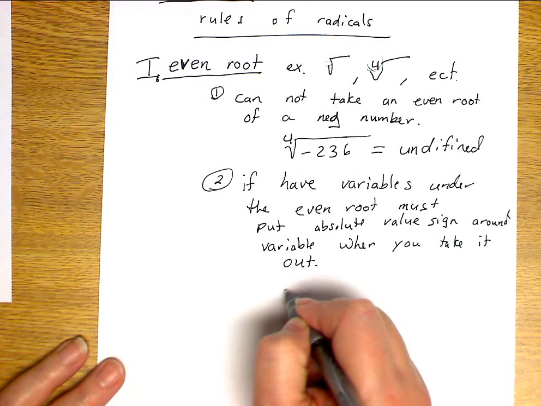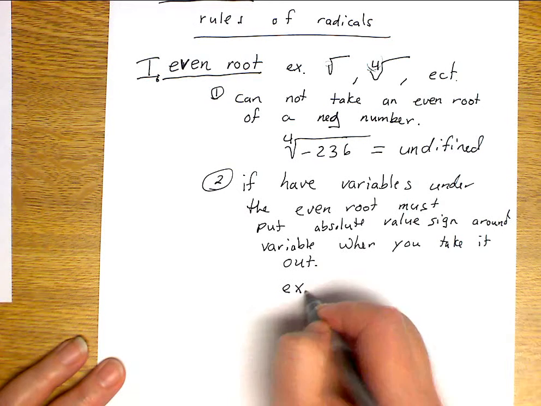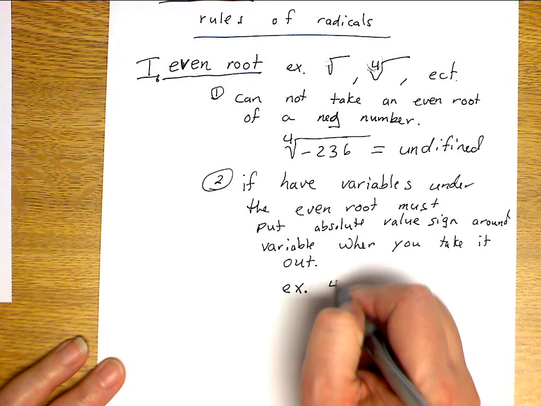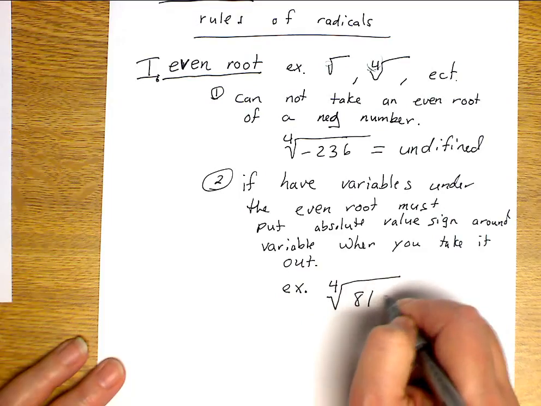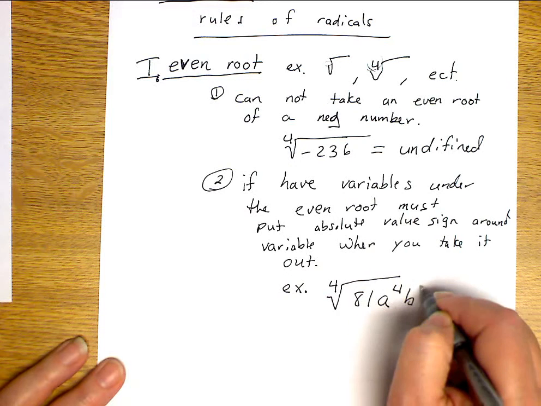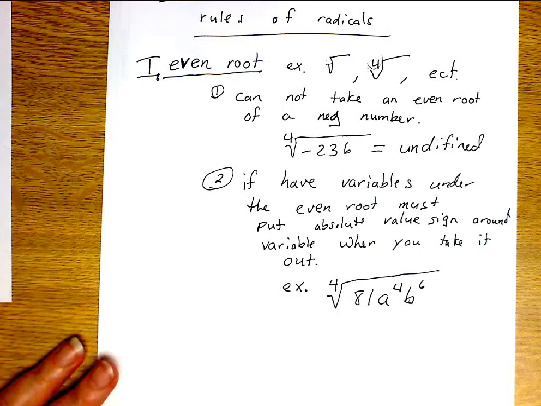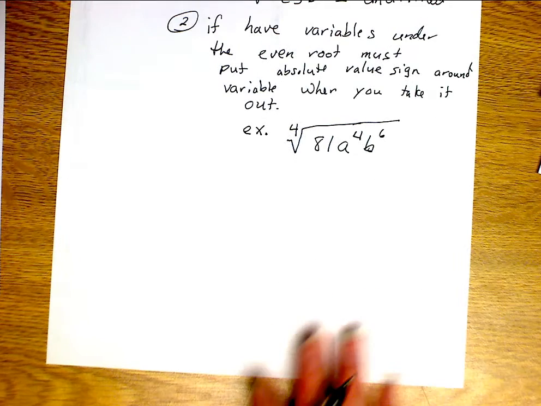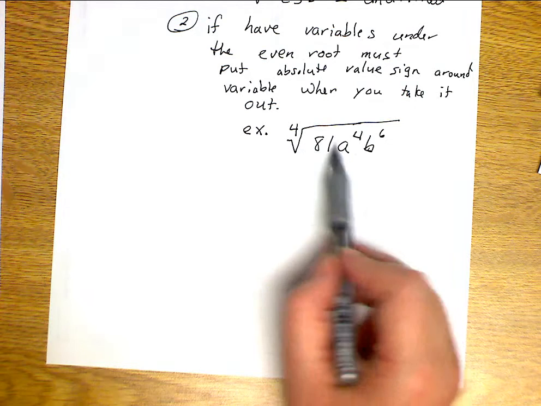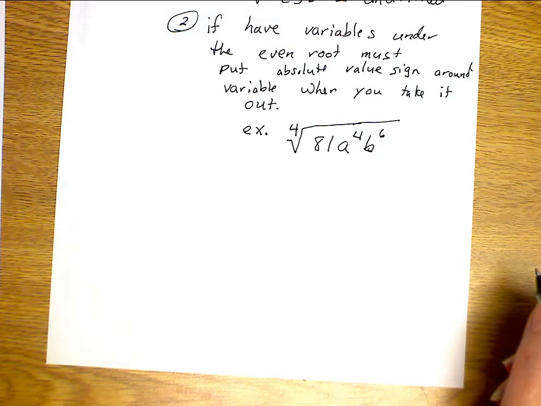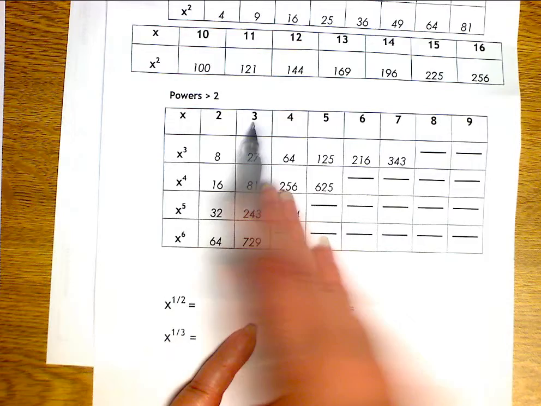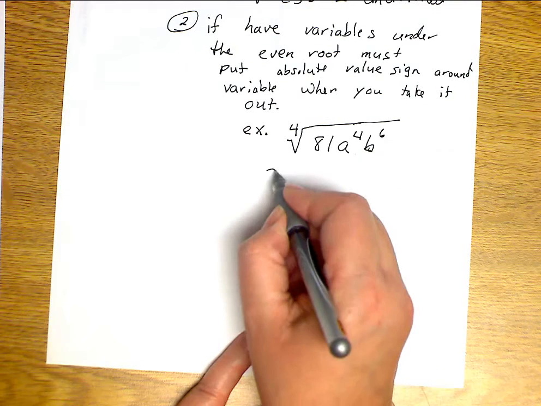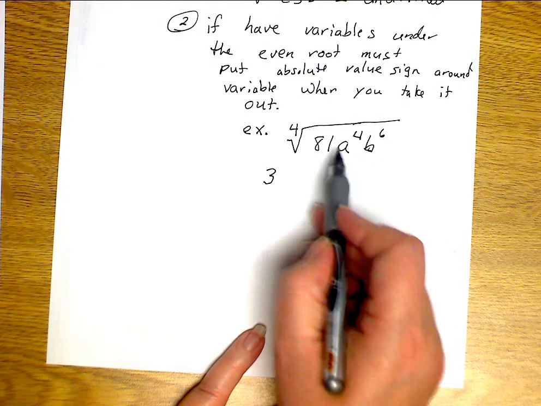My example is going to be the fourth root of 81a to the fourth, b to the sixth. First thing you always want to check is, is this a perfect fourth root? So what is the fourth root of 81? 3. Because what you do is go to your fourth root, 81 is there, so it's 3. That's how you use your chart. So we have 3 on the outside. It says if there are variables you're taking out, you have to put an absolute value.